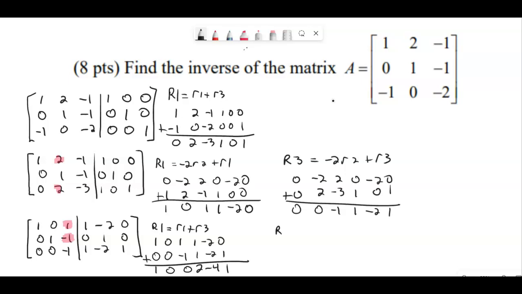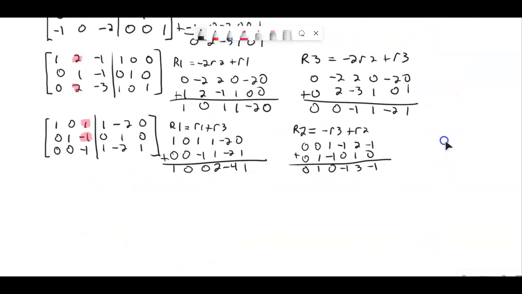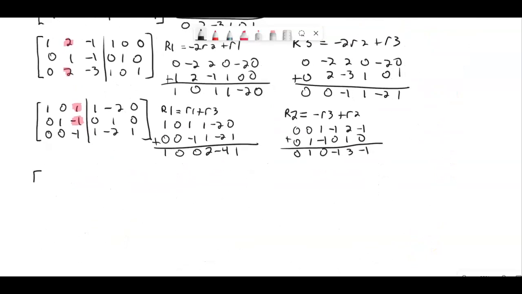And we can get a new row 2 by doing minus row 3 plus row 2. This would be 0, 0, 1, negative 1, 2, negative 1, and row 2: 0, 1, negative 1, 0, 1, 0. Add those up, and we have 0, 1, 0, negative 1, 3, negative 1. We are almost there. We have a new row 1. Let's write it: 1, 0, 0, 2, negative 4, 1.